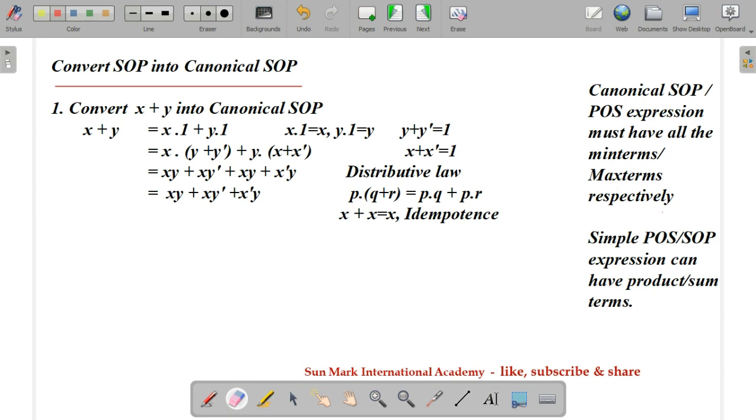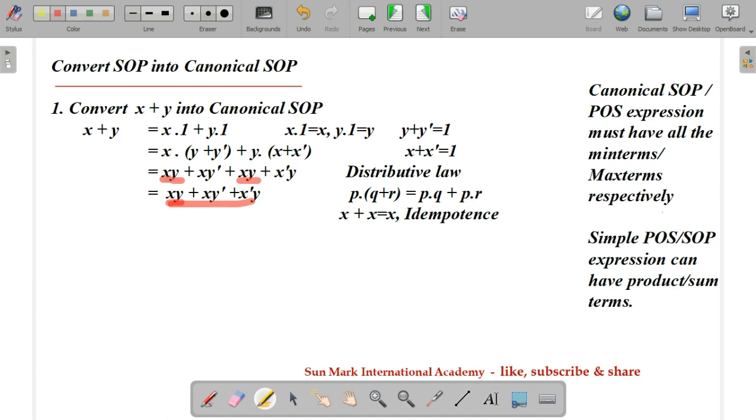Two values are the same, so it is the idempotency law, x plus x equal to x. So we can write xy plus xy equal to xy. Here we are just removing the duplicate terms. In an easy way, just removing duplicate terms, but we have to mention the law, that is the idempotency law, x plus x equal to x. So this is the final expression we got, xy plus xy dash plus x dash y.